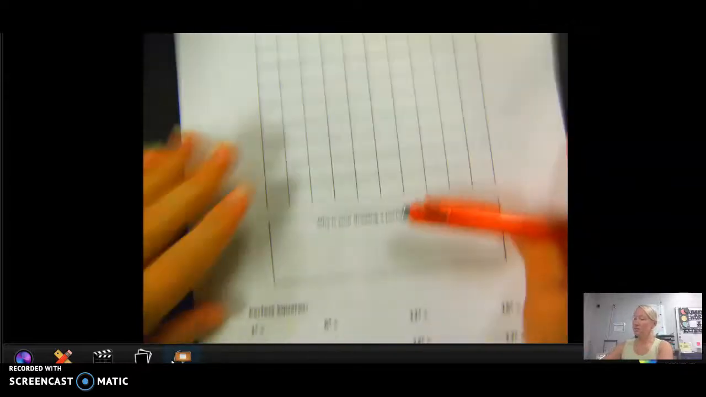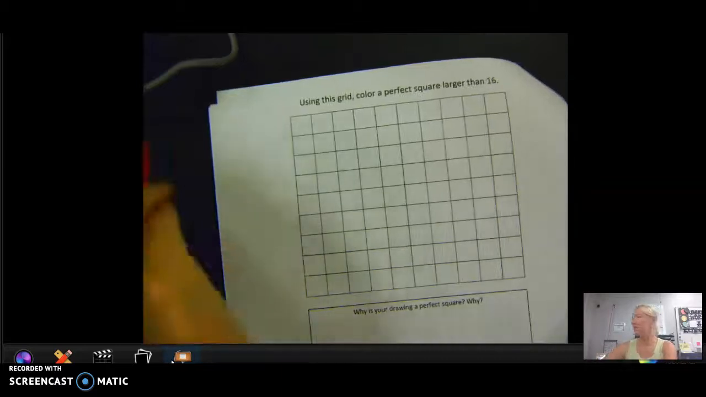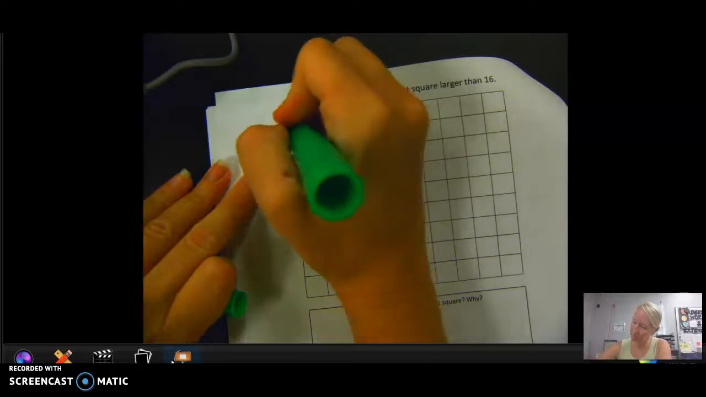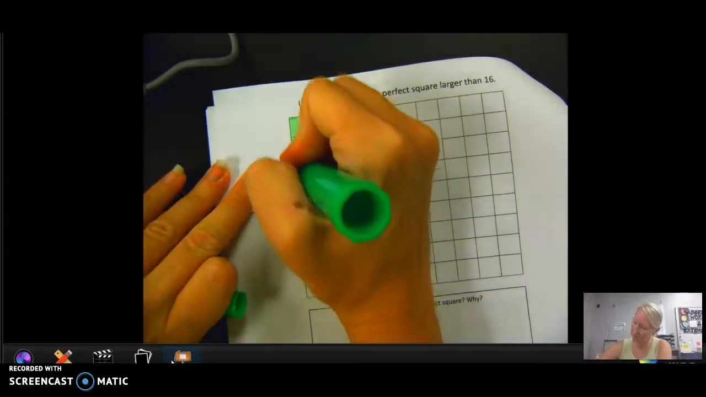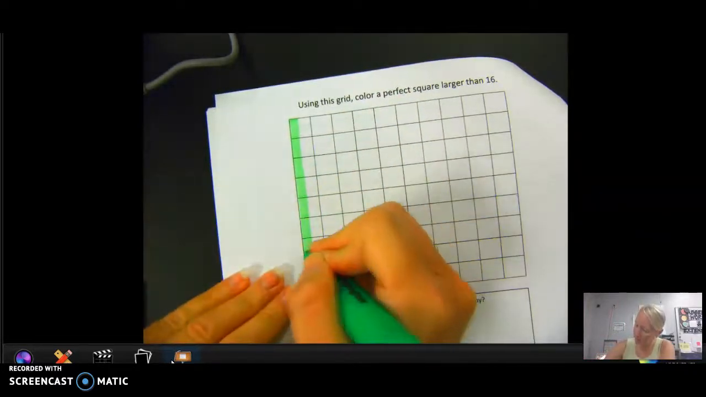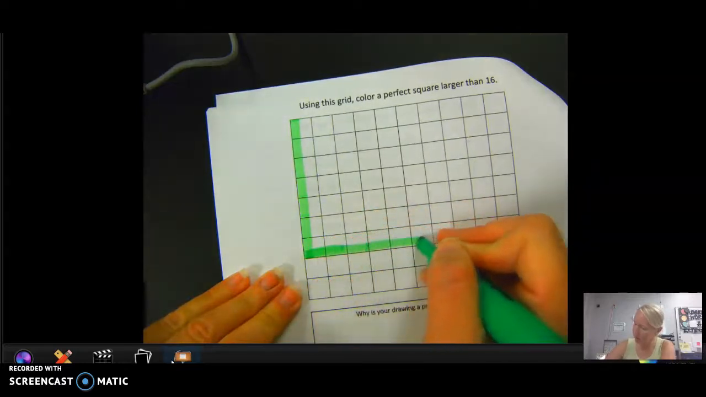All right. Using this grid, color a perfect square that is larger than 16. We could do a 5 by 5 or a 6 by 6. So go ahead and color any of yours. I don't care what number you're going to do. I'm going to do 7 by 7: 1, 2, 3, 4, 5, 6, 7.